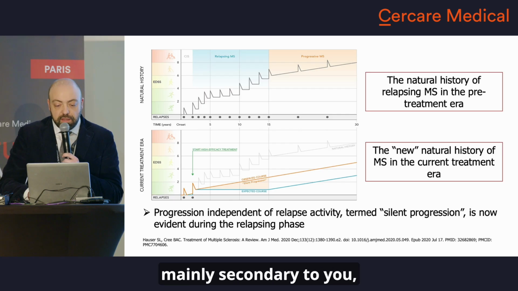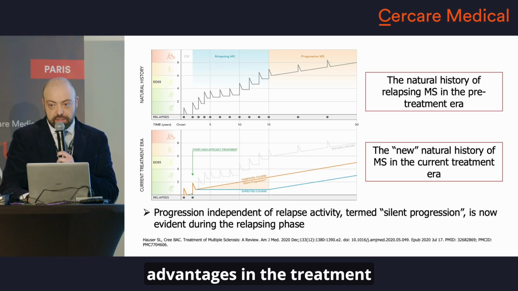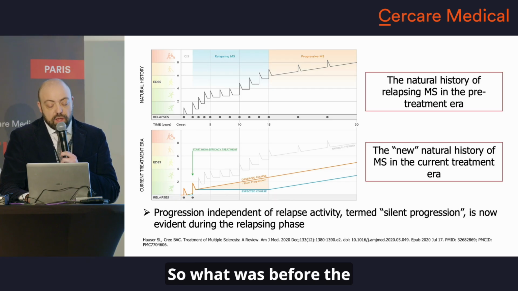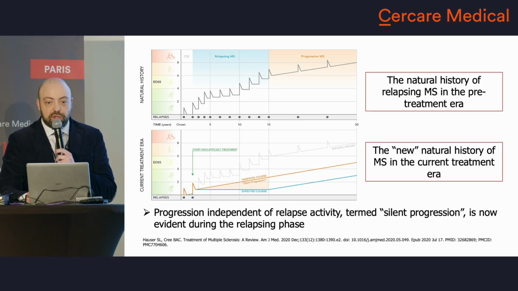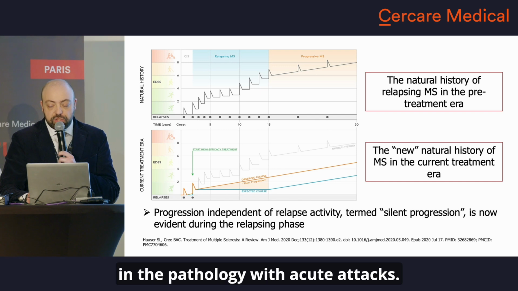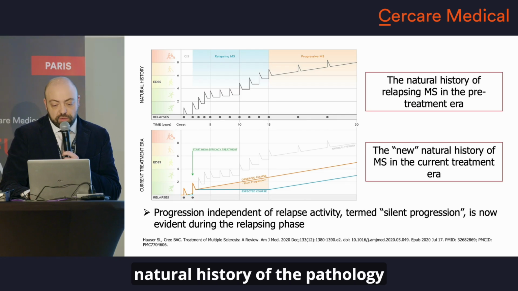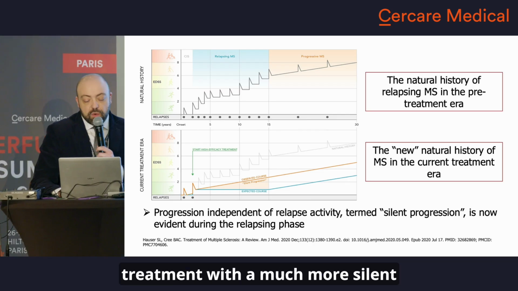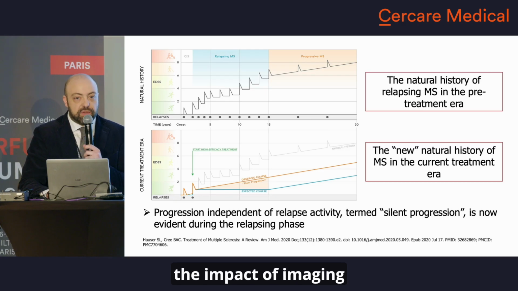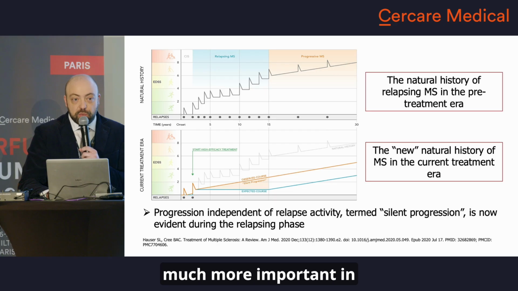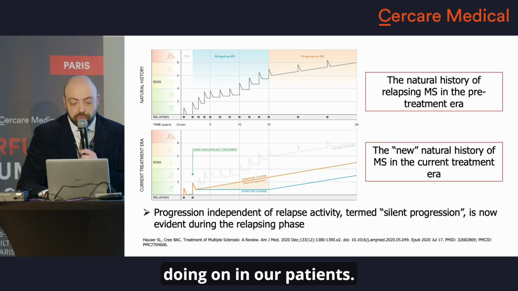We know this is mainly secondary to the advances in the treatment of the pathology. What was before the natural history of relapsing and progressive accumulation of disability, with acute attacks, has changed. Together, we face a new natural history of the pathology with current treatment, with a much more silent progression that makes the impact of imaging much more important in understanding what is actually going on in our patients.